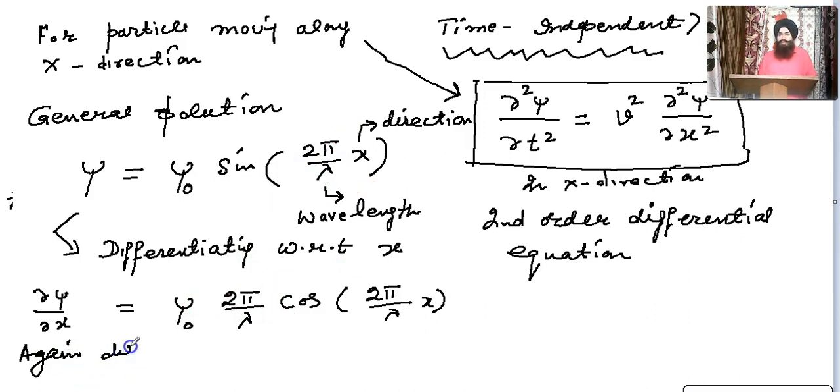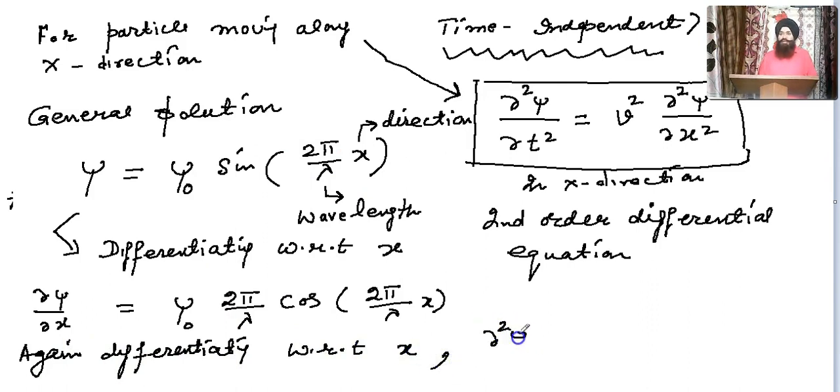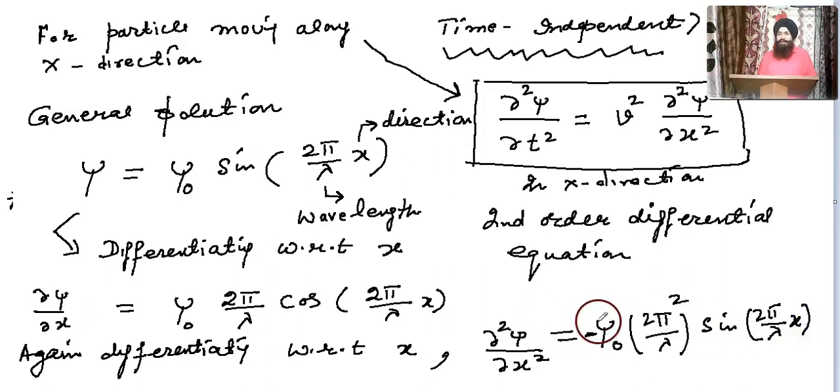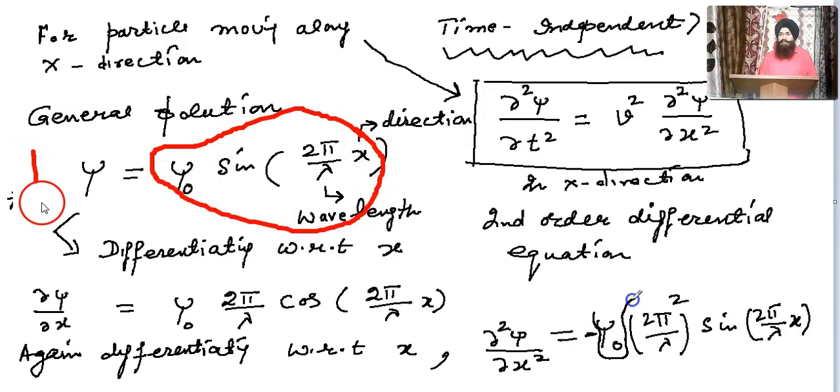And once again differentiating with respect to x, ∂²ψ/∂x² equals, the differentiation of cos becomes minus sine, and again this factor comes with the multiplication and it becomes squared with a negative sign. Now look, psi naught sin(2π/λ · x) is here. And what is it? Psi. So this is replaced.